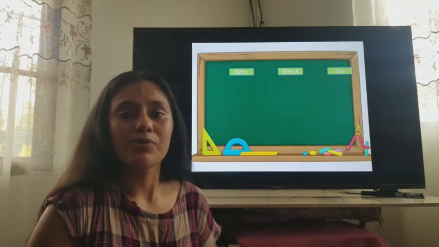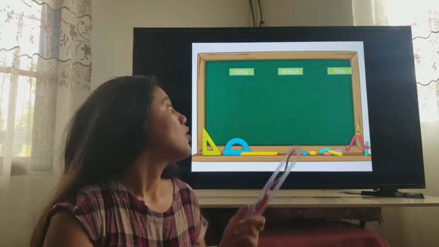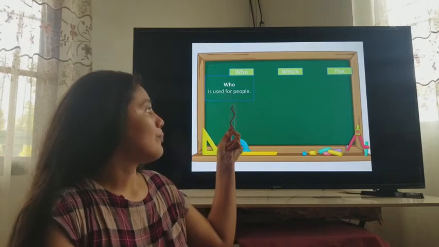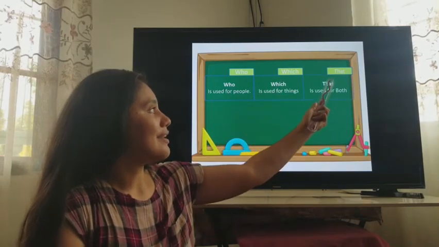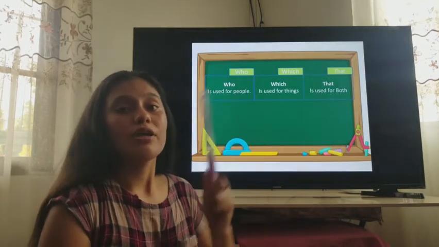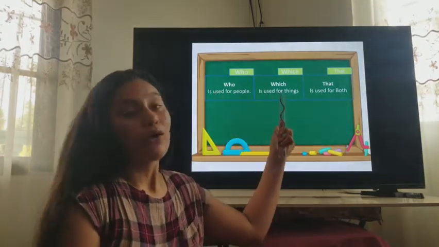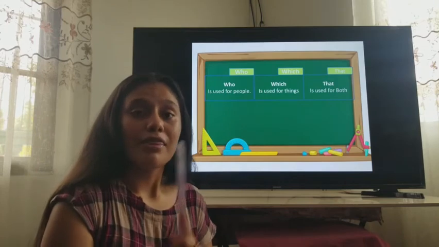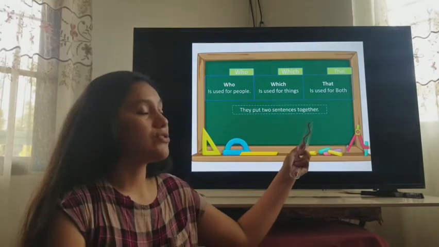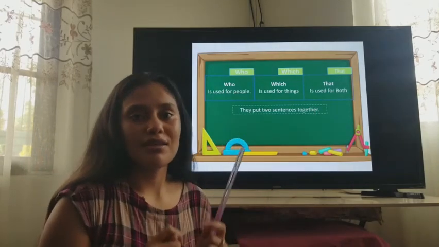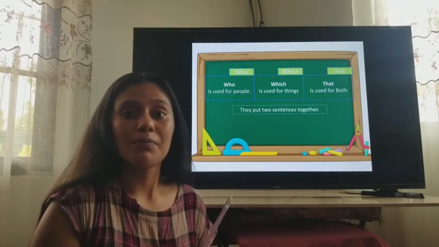When do we use these pronouns? Let me tell you that we use who for people, which is used for things, and that is used for both. We can use that for people or for things. The function of these pronouns is to put 2 sentences together, to join sentences. That's why we use them.